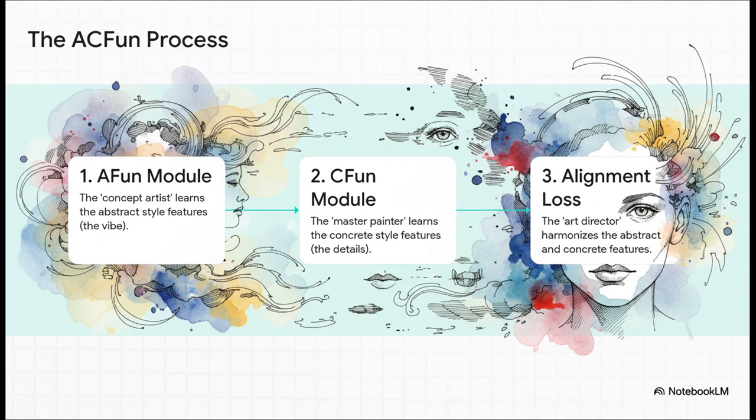First up, you've got the AFun module. Think of this as the concept artist. It looks at the style image and just captures the vibe, the abstract stuff. Then in comes the CFun module, who's like the master painter. This one handles all the fine details, the concrete features like brushstrokes and colors. And finally, you have something called alignment loss, which is basically the art director, making sure both the concept artist and the master painter are on the same page, ensuring everything works together perfectly.